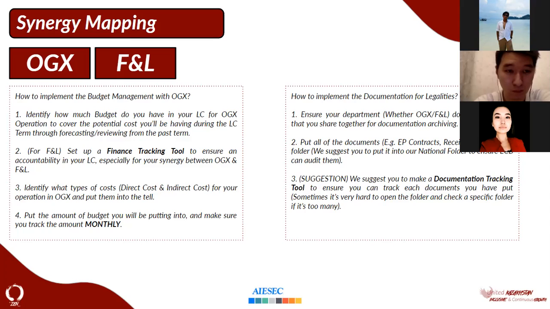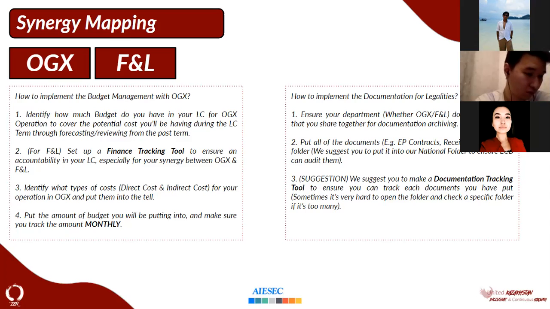Yes, for the budget management, you need to track it monthly or maybe weekly or maybe bi-weekly, based on the things that you are going to do with your OGX and FNL. But I suggest it monthly. And then, how to implement the documentation for legalities. Firstly, ensure your department, whether OGX and FNL, does have a folder that you share together for documentation archiving.